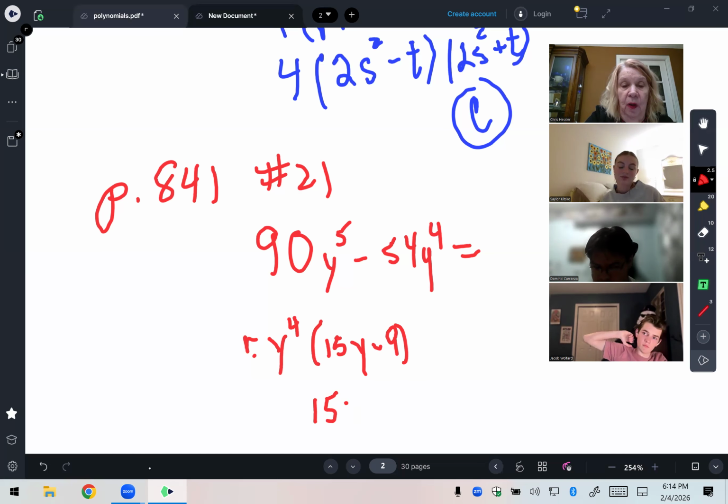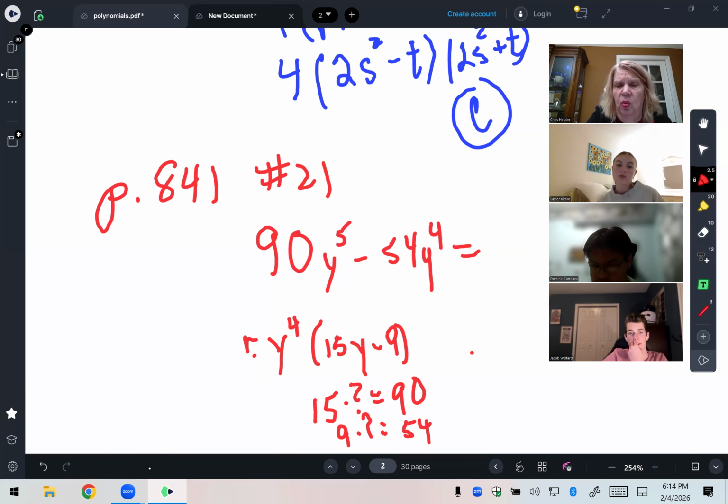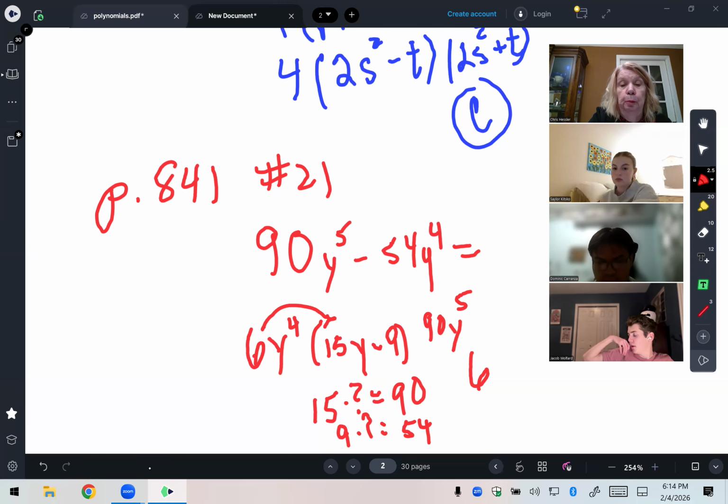15 times what number would give us 90, or 9 times what number would give us 54? Do you see in both cases it would be 6? So r is 6. So if I put a 6 in for r, then when I go back and distribute, I will get 90y to the fifth minus 54y to the fourth. They don't give you the number, you have to figure it out.